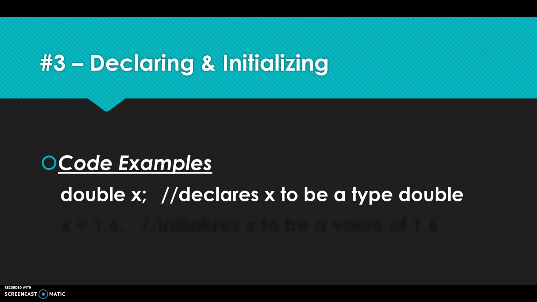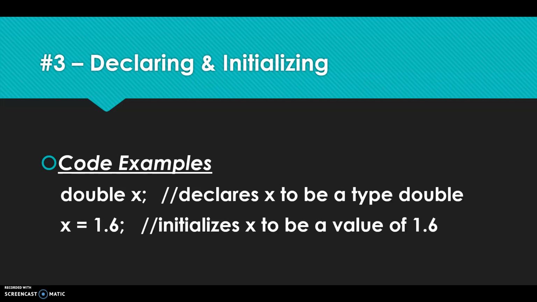So right there, we've just declared the variable. We said we're going to use a variable called x, and it's going to store a double type of value. So it might be a decimal point, it may be dollars, and then to initialize it, we say what it's equal to. So at the beginning of my program, I'm saying x equals 1.6. The first line of code is declaring it. The second line of code is initializing it.